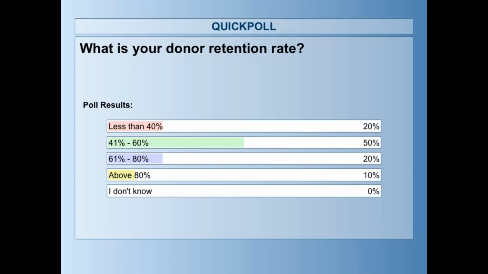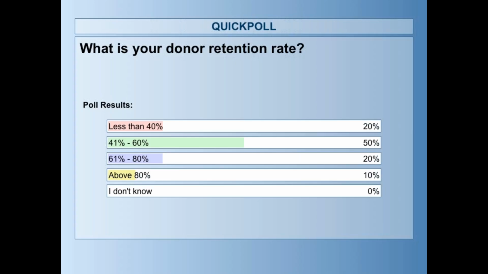Another explanation could be you're doing an absolutely fantastic job at bringing in new donors. So you're bringing in lots and lots of new donors every year, and those new donors are just harder to renew. It's just harder to get them to give again in the coming year. So again, it's a place where you need to have some investigation about what's going on.